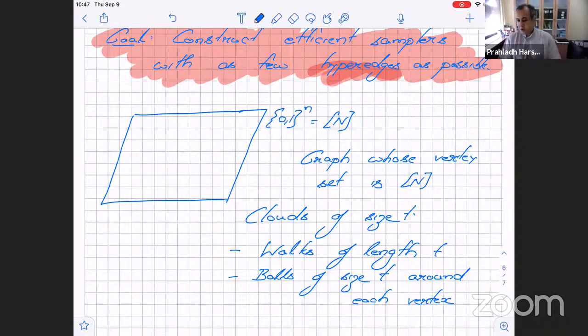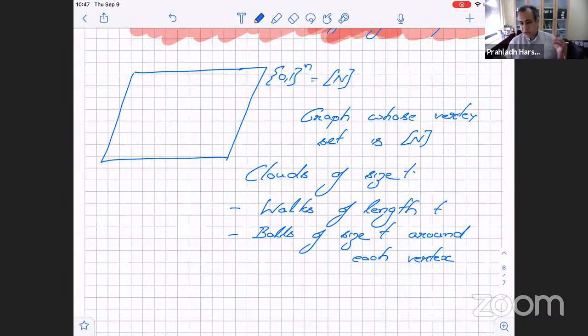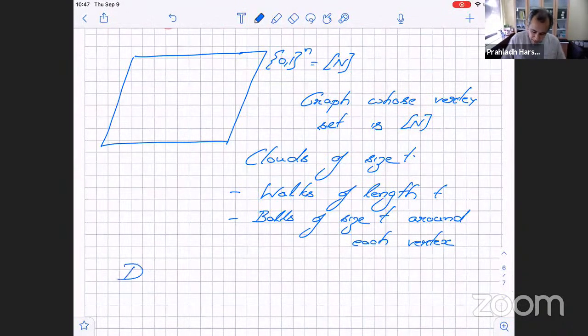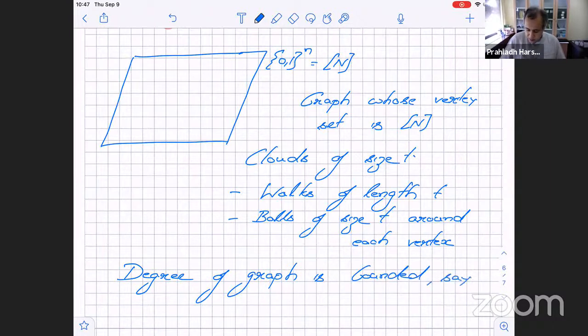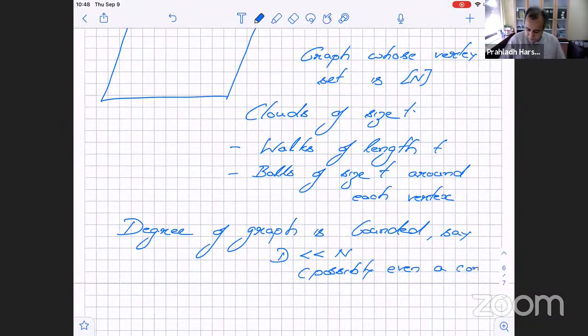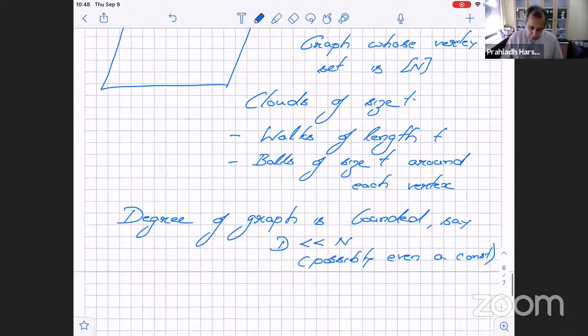Certainly the complete graph, the Chernoff bound tells you that walks of the first type are actually good clouds. That corresponding graph is a good sampler. But notice that in this case, the number of hyperedges in a complete graph is way too much. It's n to the power t. I want a graph where the number of hyperedges is much, much smaller. So suppose this graph, furthermore, has bounded degree, say d, and d is substantially smaller than n, possibly even a constant. Okay, then how many walks of length t are there?